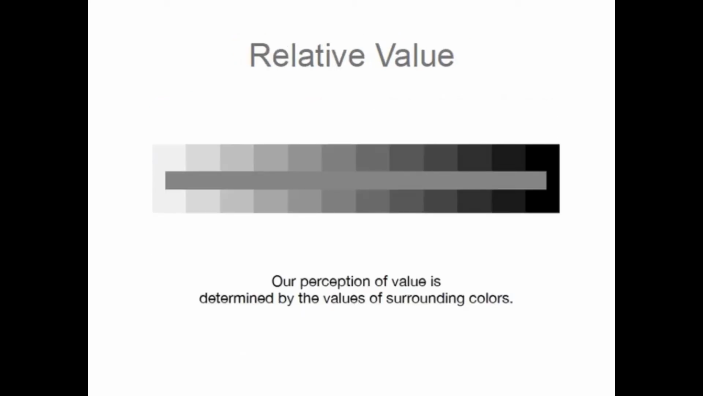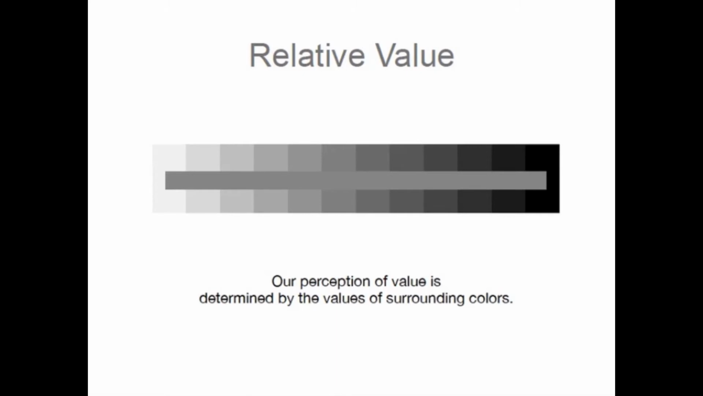Another thing to understand about value is that, just like chroma and hue contrast, we see it in a relative state. It's always seen in relationship to something else. And so our perception of something's lightness or darkness may not be accurate without first understanding the surrounding color.